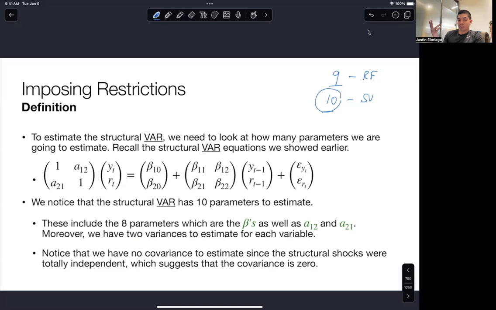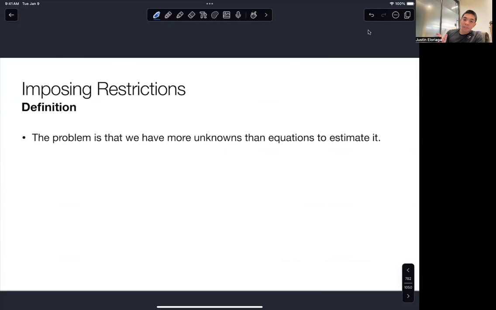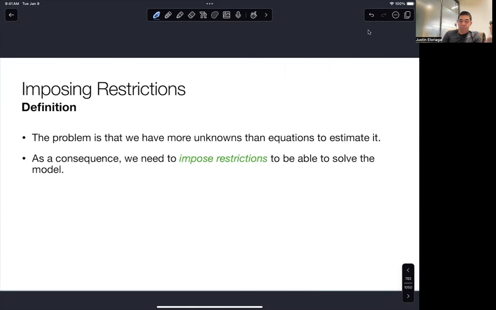So remember, in a two-variable SVAR, we need to impose at least one restriction. It's because we can estimate 9 things with the reduced form VAR, but our structural VAR needs 10 things to be estimated. We don't have 10 equations for the 10 unknowns, so we need to cut it down by at least 1, right? So that's the reasoning why we need to impose a restriction. The problem is that we have more unknowns than equations to estimate it. The reduced form VAR only gives us 9 equations, but we have 10 things to estimate. So we need to kill off one of those. As a consequence, we need to impose restrictions to be able to solve the model.